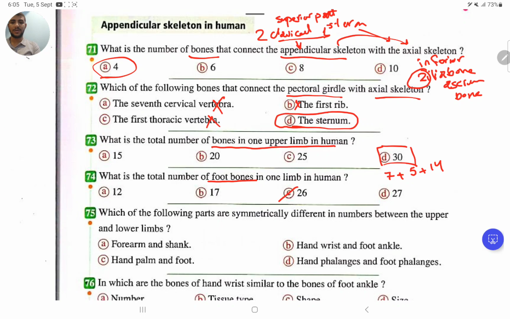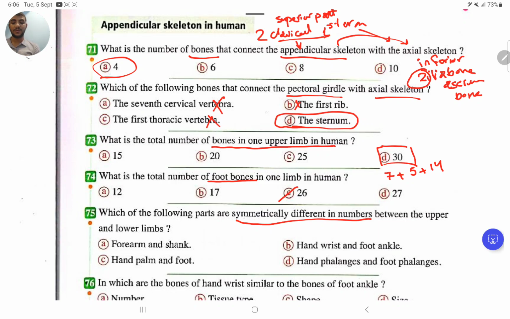In the lower limb I have femur, 2 shank bones, which is tibia and fibula, and the patella in the knee joint. So 4 of these bones are not counted because they don't belong to foot bones. Clear? I hope it's clear. So 75, guys, which of the following parts are symmetrically different in the numbers? So I need symmetrically different in numbers between upper and lower limbs.